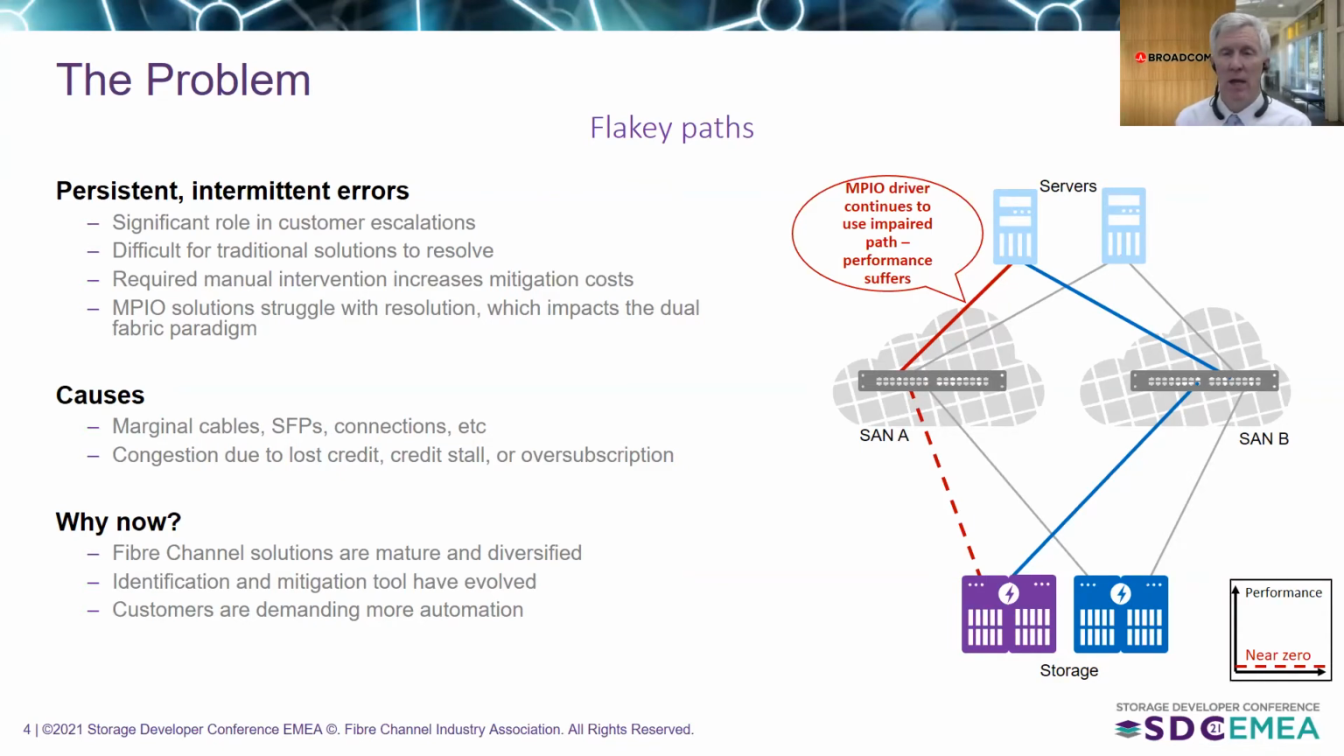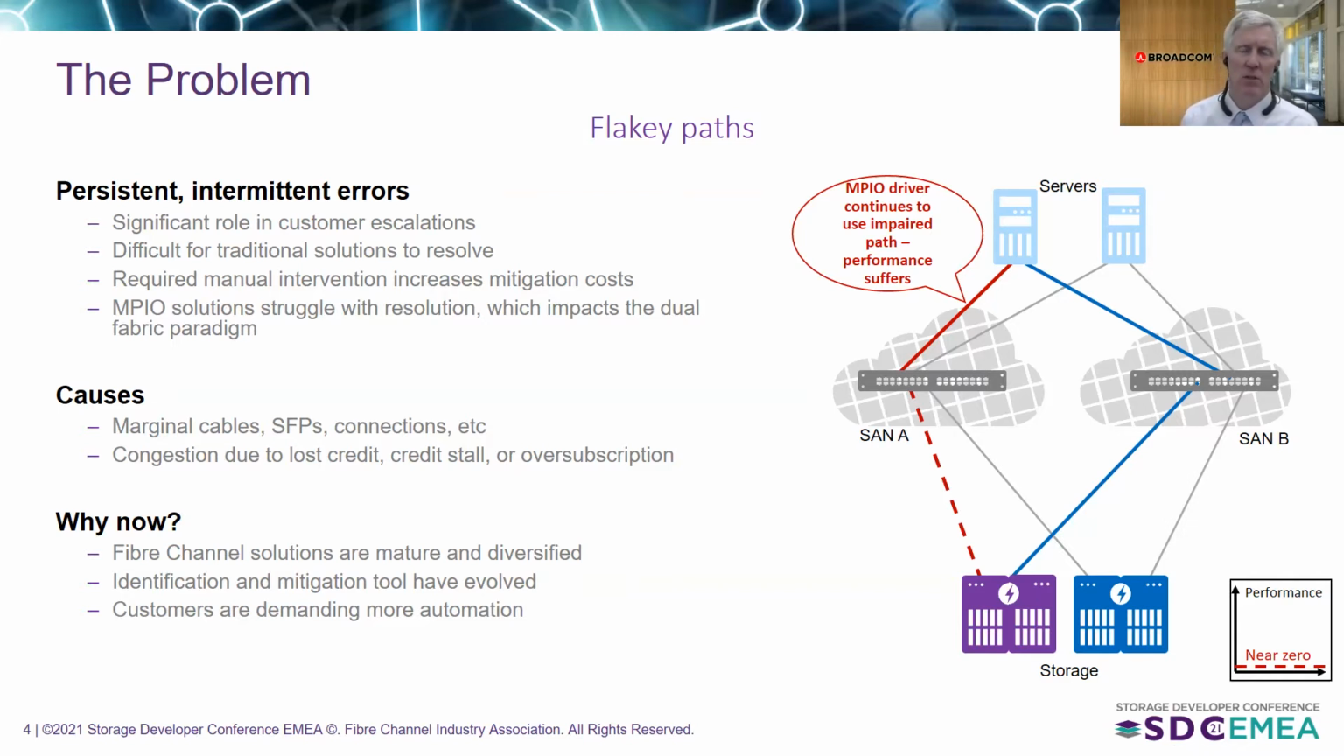Unfortunately, the MPIO solution is at a position in the stack that it doesn't have visibility to those physical errors. Fabric Notifications provides those types of applications with that visibility. And then lastly, what we're finding is that customers are becoming much, much more demanding toward automation.